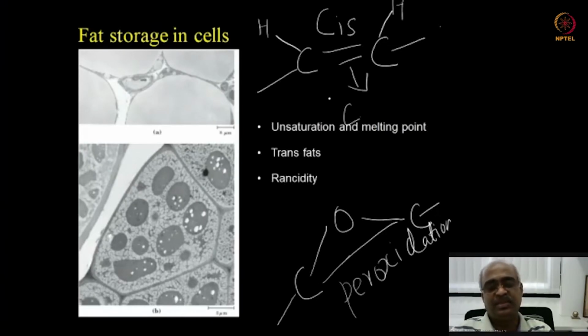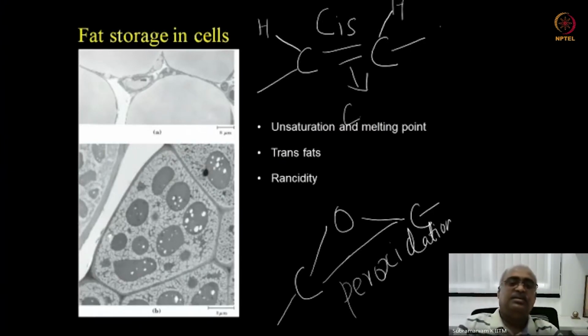So this cis-trans possibility arises due to this double bond and the prevention of rotation of these groups around this bond. And due to that, you have these isomers possible, and naturally occurring unsaturated fats are all cis isomers. So that is what is normally found in our body.